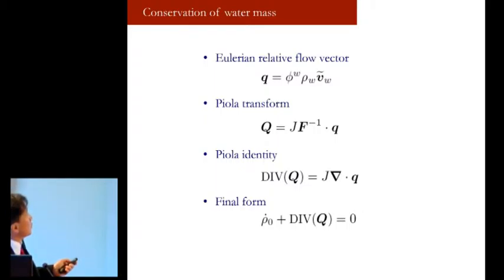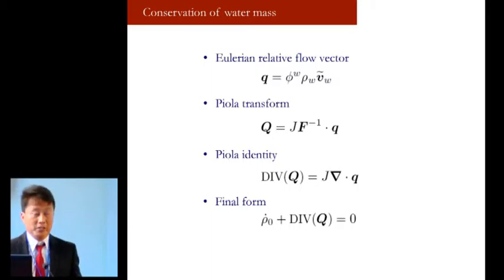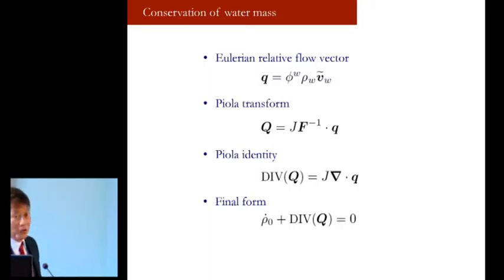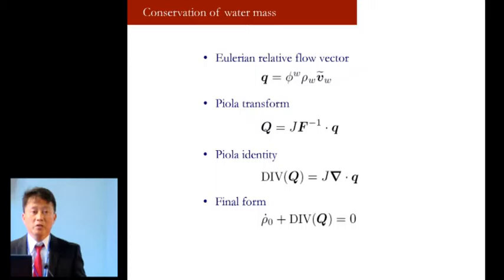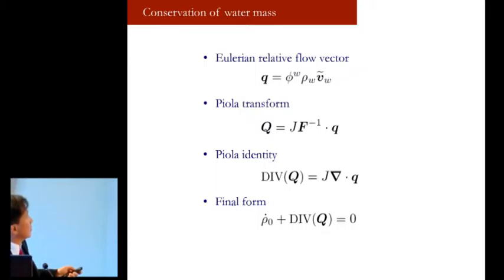So in the first equation, we have the Eulerian relative flow vector expressed in terms of the volume fraction for the water, the intrinsic mass density for water, and the relative velocity of water with respect to the solid. Now we introduce the Piola transform because we are ready to implement this in the context of finite deformation. So this is the Piola transform of that Eulerian relative flow vector. F here is the deformation gradient for the solid motion. And also the Piola identity, which is well known in nonlinear continuum mechanics.